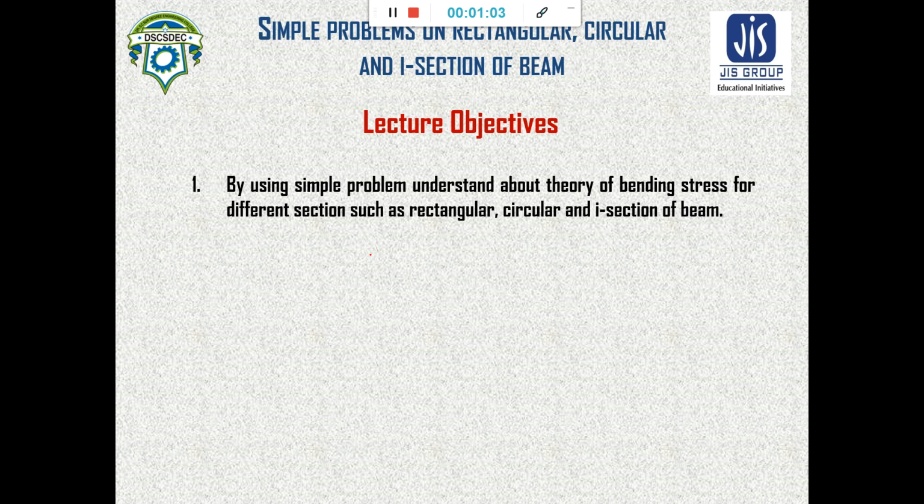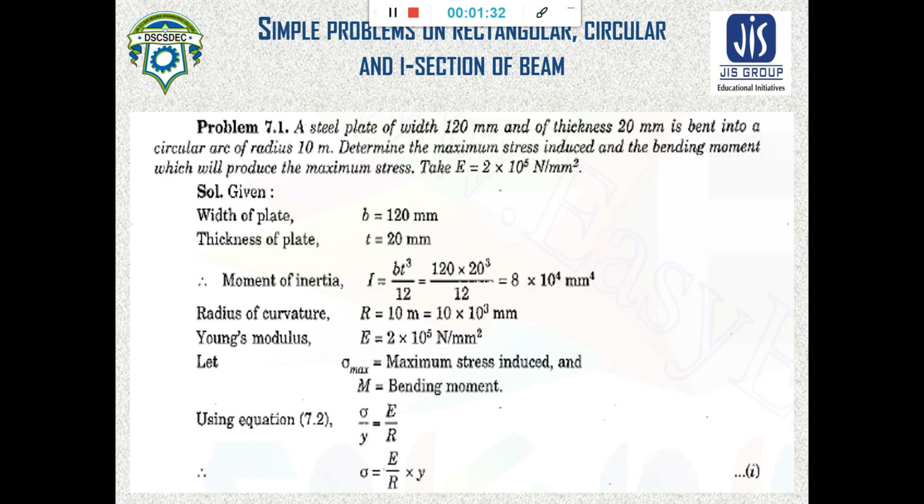So here we will use the bending equation only, which is given as M by I is equal to E by R is equal to sigma by y. This bending equation will be useful here, and we will use it on some simple problems to understand the theory of bending stress for different sections such as rectangular, circular, and I section of the beam. So first problem.